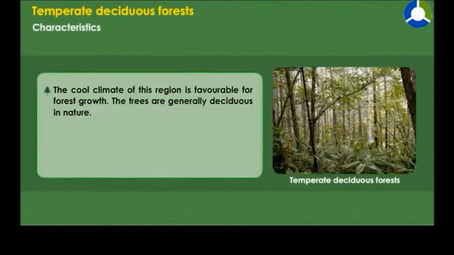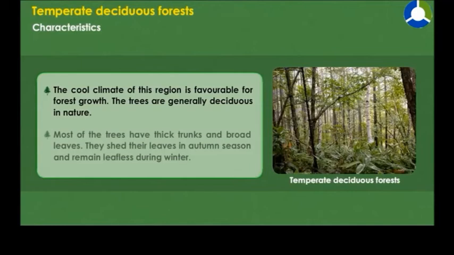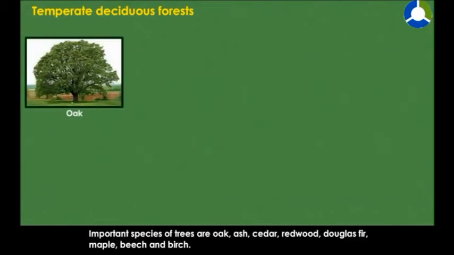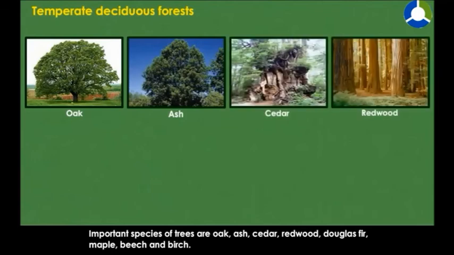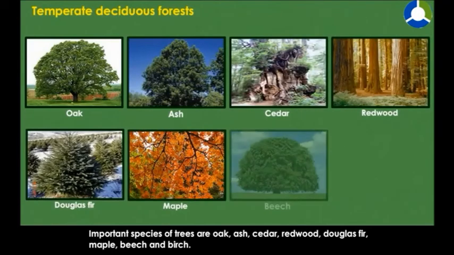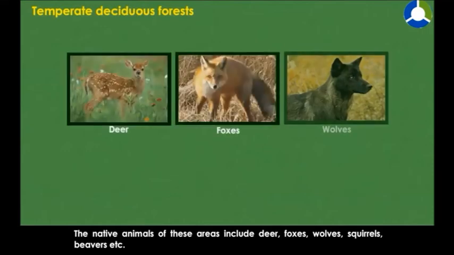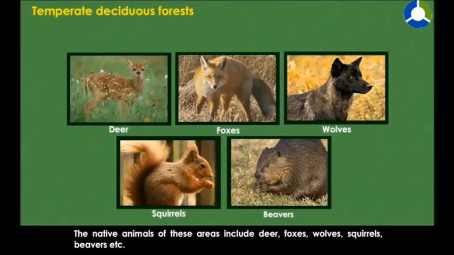Characteristics: the cool climate of this region is favorable for forest growth. The trees are generally deciduous in nature. Most of the trees have thick trunks and broad leaves. They shed their leaves in the autumn season and remain leafless during winter. Important species of trees are oak, ash, cedar, redwood, Douglas fir, maple, beech and birch. The native animals of these areas include deer, foxes, wolves, squirrels, beavers, etc.